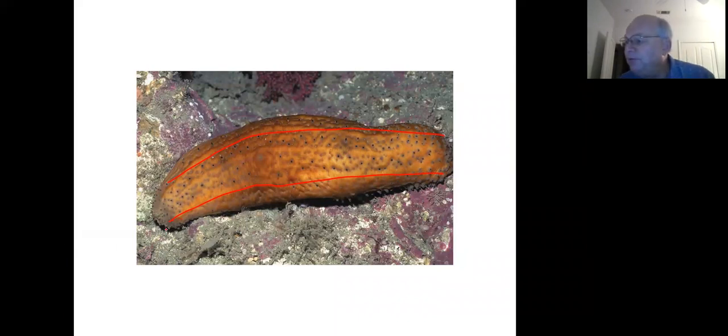They also have tube feet, but their tube feet are on the underside of the animal that allows them to crawl. They are very, very slow moving. Many of them look very drab and uninteresting, but some of them are very, very brightly colored.